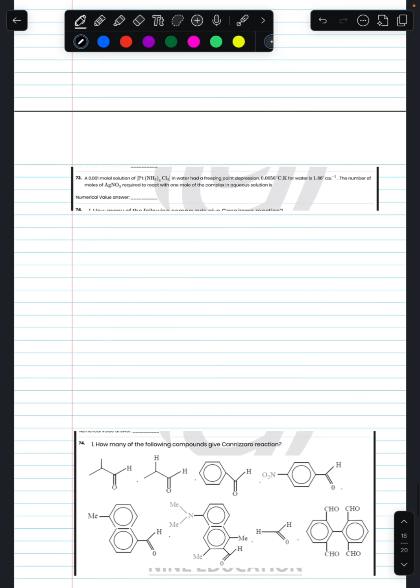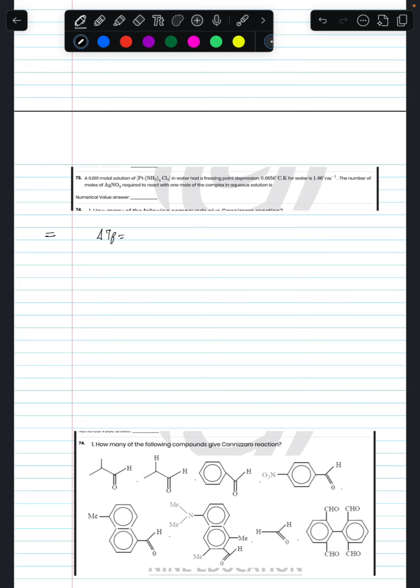This question is question number 73. A 0.01 molar solution of this compound in water had a freezing point depression of 0.056 degrees Celsius. The Kf value is this one. The number of moles of AgNO3 that is required to react with 1 mole of this complex is? Okay, so this question is based on depression in freezing point.